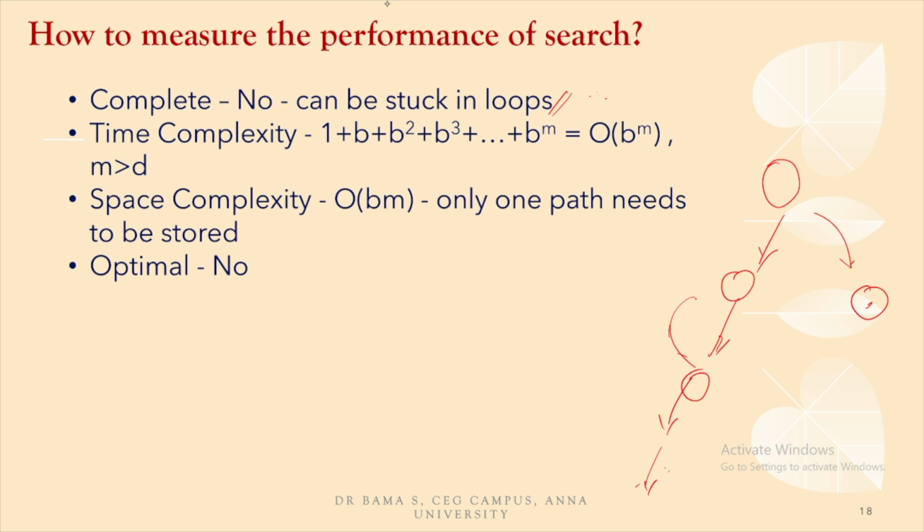DFS will not be complete, whereas the time complexity is going to be determined by the maximum depth, which is order of b power m, and the space complexity is b multiplied by m. Why? Because it has to store only the path of nodes, that is m nodes, multiplied by the branching factor. And is it optimal? No. Why? Because there can be some answers in between.